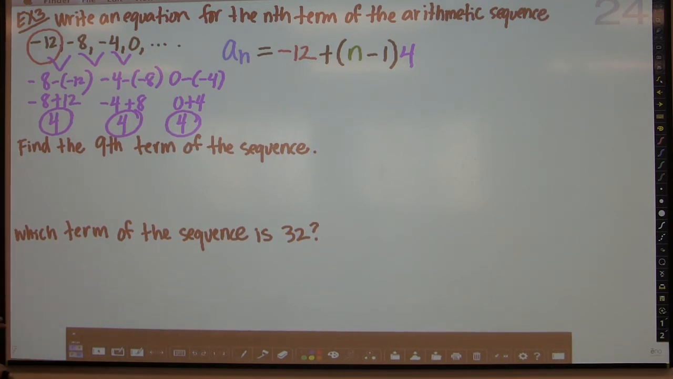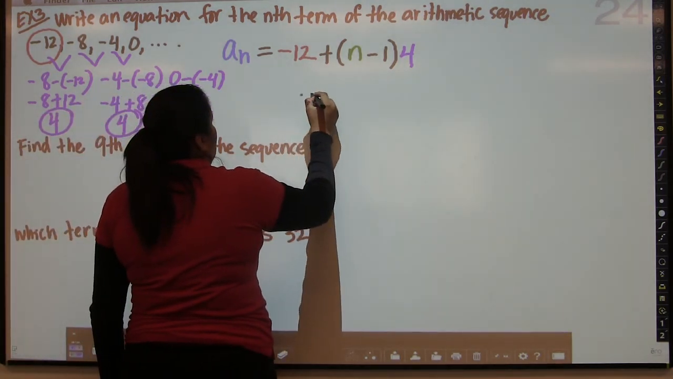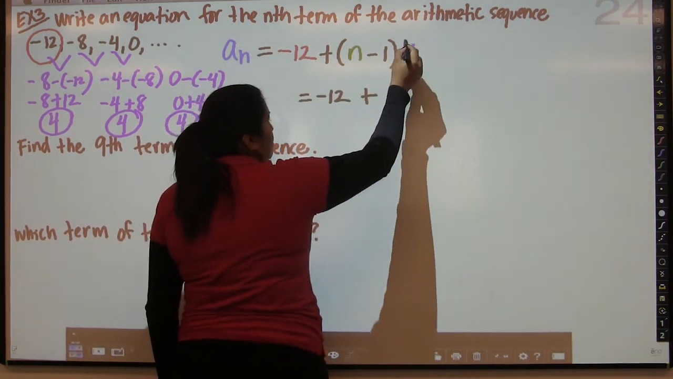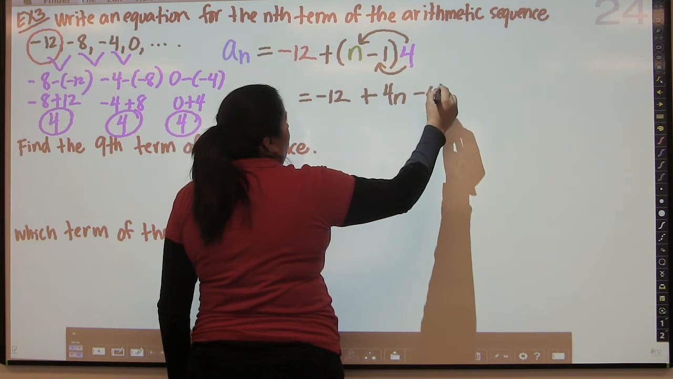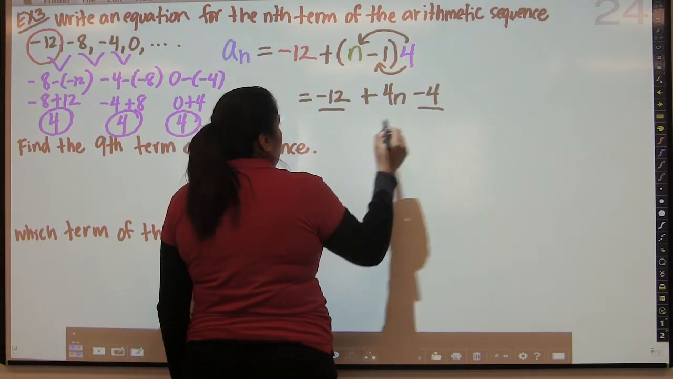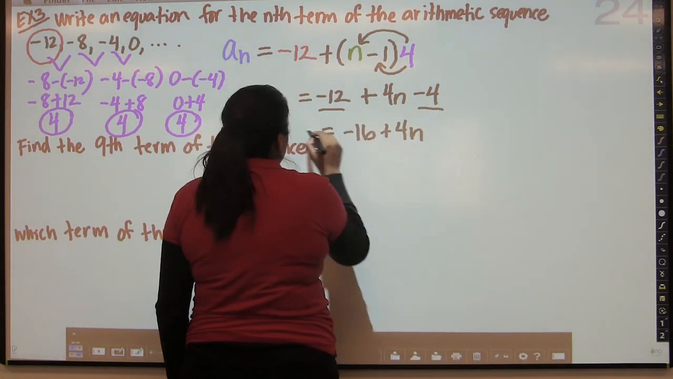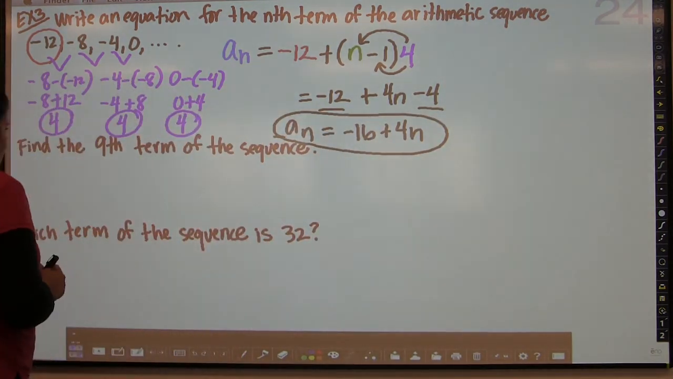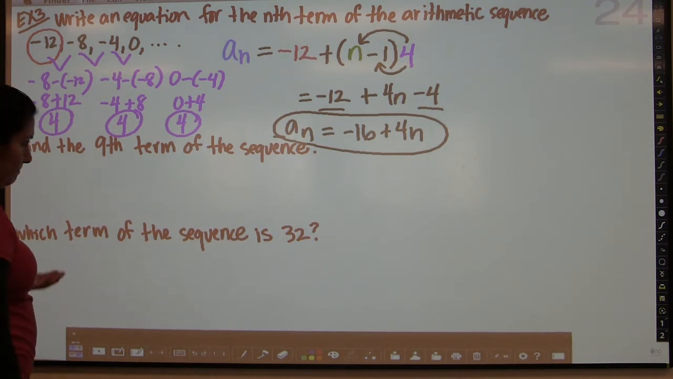If you want, you can actually now at this point keep simplifying it. So now I can say equals negative 12 plus, and I'm going to distribute 4 times n is 4n, and 4 times negative 1 is negative 4, and then I'll combine negative 12 and negative 4 and get negative 16 plus 4n. And that would be my arithmetic sequence equation. A sub n equals negative 16 plus 4n. All right, now, what do I do with that equation?